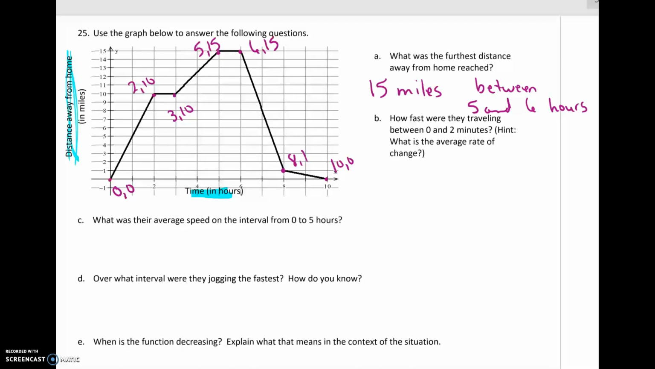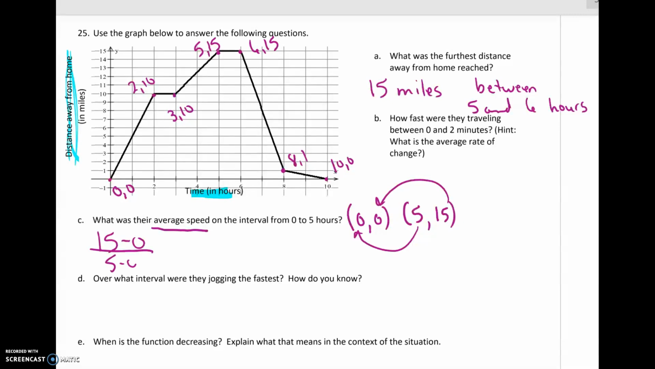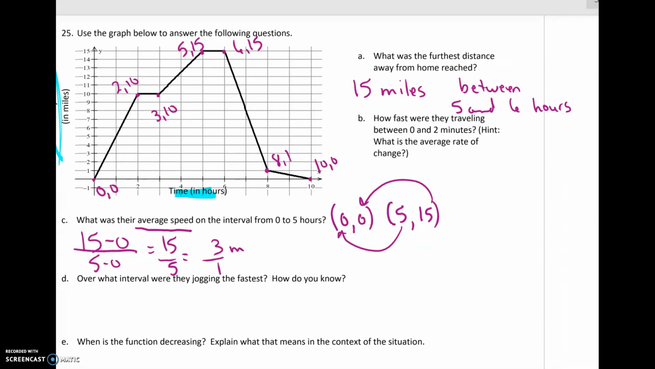Let's see. Let's do this one. Average speed on the interval from 0 to 5. So that's just average rate of change. So I'm going to need my Y values. So with X 0, Y is 0. And if X is 5, Y is 15. So now I can make my fraction. I can take 15 minus 0 for my Y's, which means I'll do 5 minus 0 for my X's. That's 15 over 5. And when you divide that, you get 3 over 1. So the average speed is 3 miles per 1 hour. The next one, the answer is D.